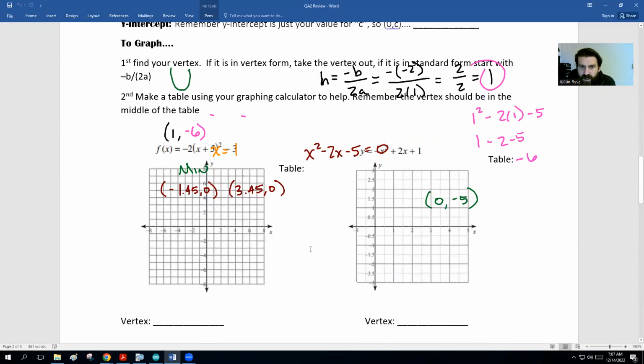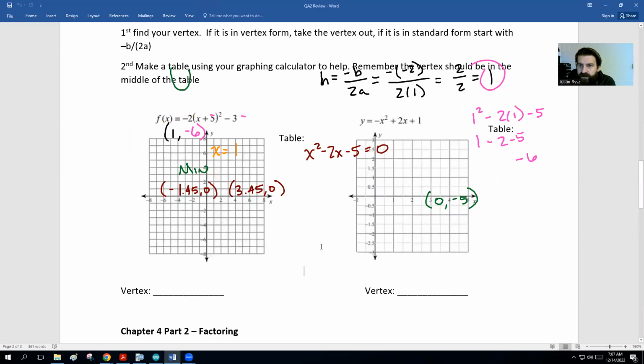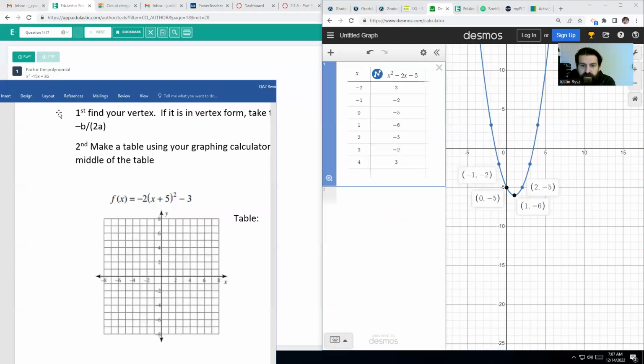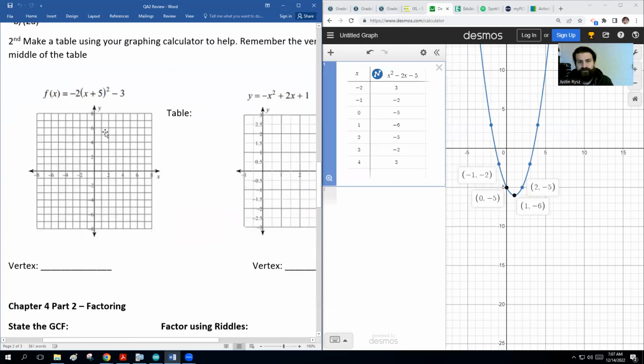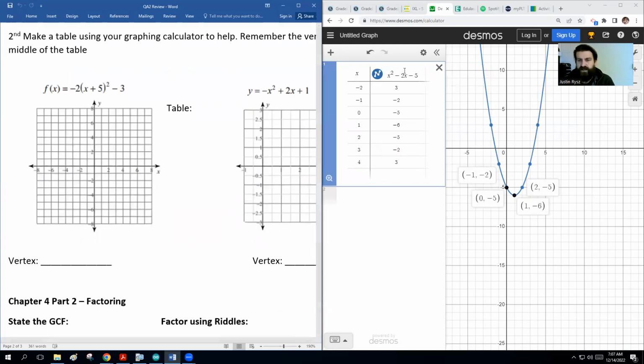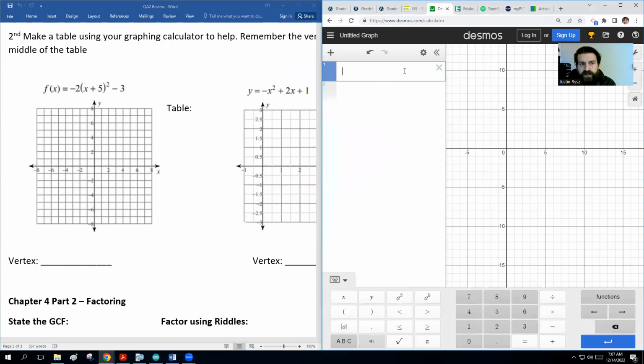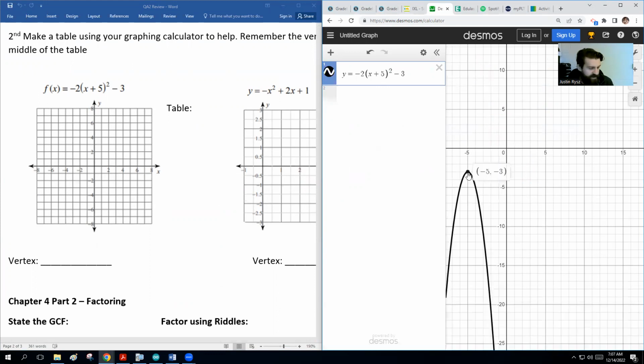Okay. So let's go through this next one here. I'm going to clear off all this mess. Let's graph this. I'm going to have Desmos up here to help us out. All right, so if we want to use Desmos here, it might be easier just to do y equals, and then type the equation in. Negative 2 parentheses x plus 5 squared minus 3. Okay, we kind of have an idea what the graph should look like. We can click on it, and the vertex is right at negative 5, 3, which makes sense.